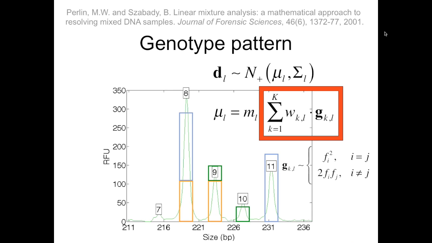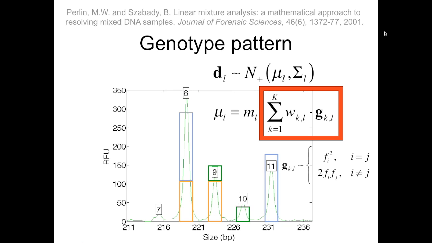Again, ignore the rest of the math and all the Greek letters and just focus on what's in that red rectangle. And what you'll see is there's a summation sign of weights times genotypes. So what that means is that the allele pairs are added up together based on their relative weights or their quantities to form a pattern.